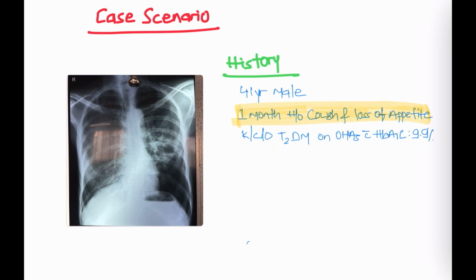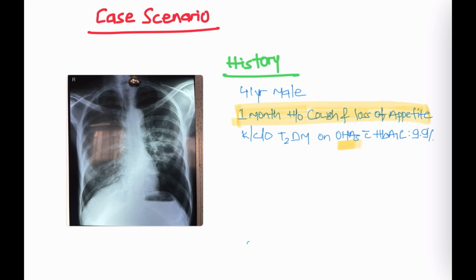He was a known case of type 2 diabetes mellitus on OHAs, and the recent HbA1c was 9.9%. So we obviously suspected tuberculosis in this case because of more than 2 weeks cough history with loss of appetite. So when we got the chest x-ray, we were suspecting some lesions in the upper zones.